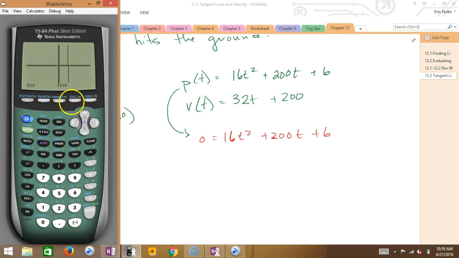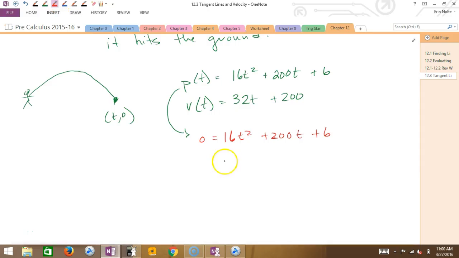So if we hit second trace, number 2, I go till my y is negative. There we go. Okay, so we get 12.5. Let's go with 12.5.